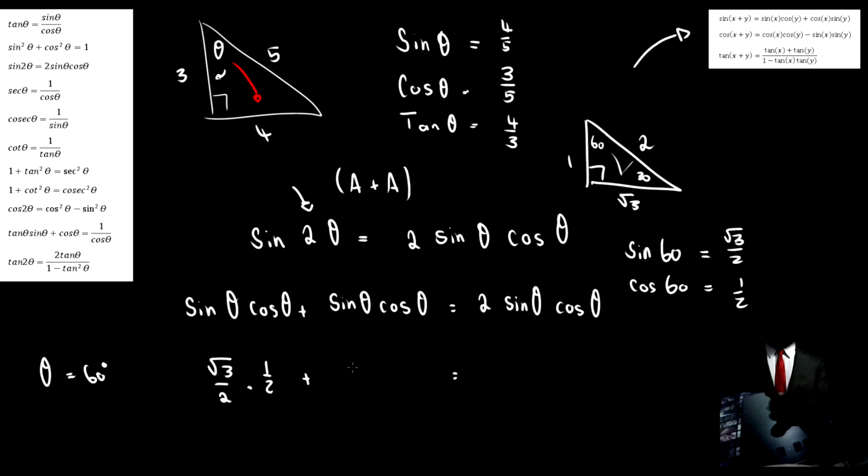Actually, these two are supposed to be flipped around. My apologies. Let me quickly flip it around. Cosine of theta, sine of theta. So it's going to be 1 over 2 times square root of 3 over 2. And now let's substitute what we have in this side. In this side we have sine, which is square root 3 over 2 times 1 over 2.